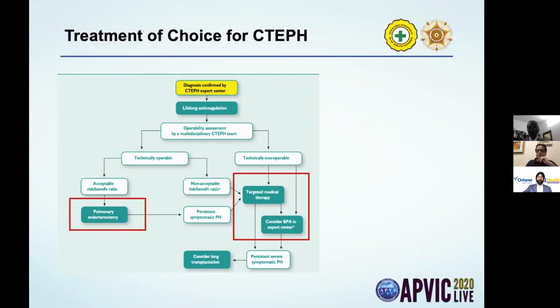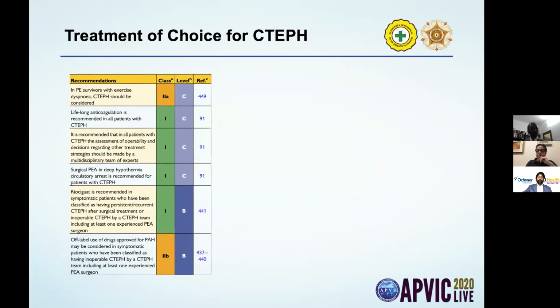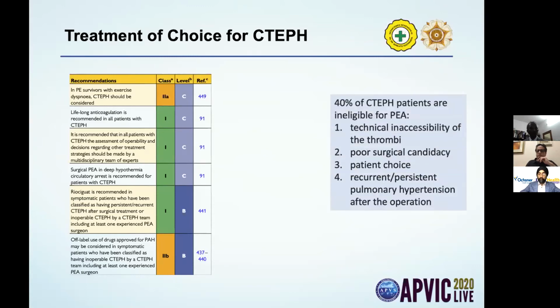So in pulmonary embolism survivors with remaining dyspnea, CTEPH should be considered, and we have to exclude whether this patient has CTEPH or not. And pulmonary endarterectomy is still the gold standard. However, when the patient is ineligible, about 40% of CTEPH patients are ineligible for PEA due to technical inaccessibility, being a poor surgical candidate, patient choice, or persistent pulmonary hypertension even after the pulmonary endarterectomy.